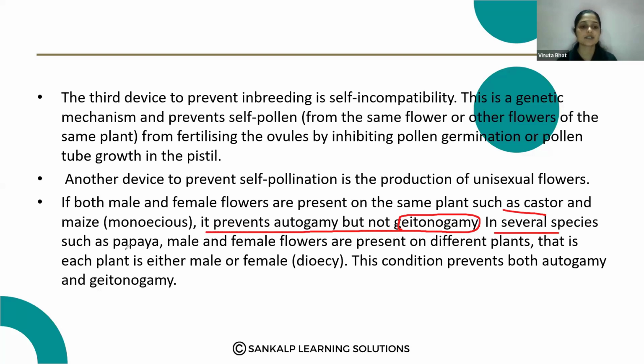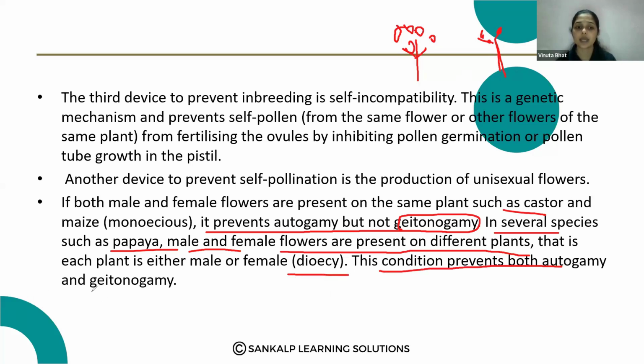In several species such as papaya, male and female flowers are present on different plants. Just imagine only male flowers are in one plant, and in another plant only female flowers. This is called dioecy, and this condition prevents both autogamy and geitonogamy. If the male flower is present in one plant and the female in another plant, that arrangement prevents autogamy and geitonogamy.